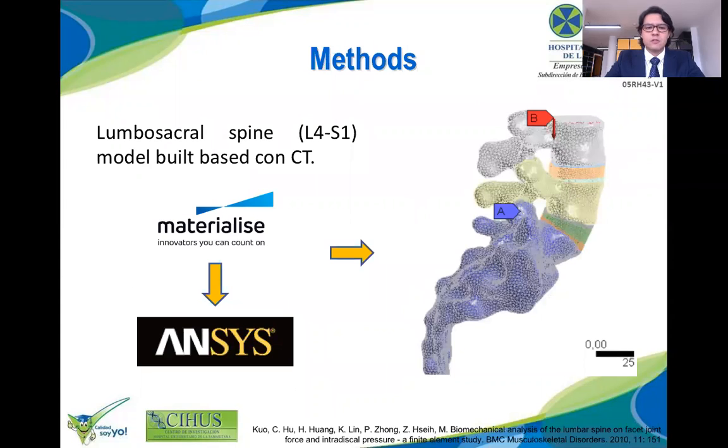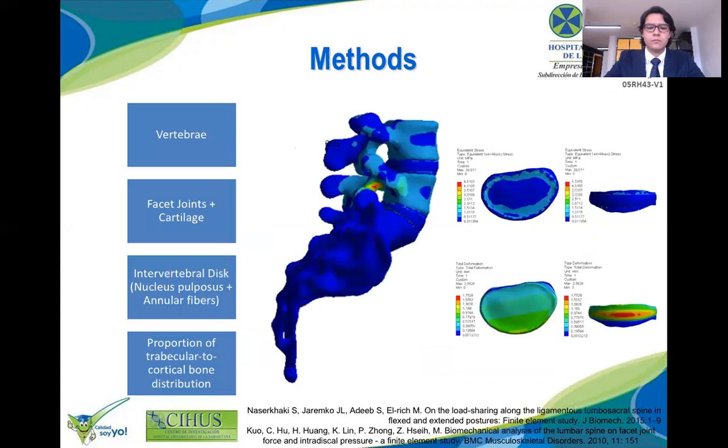A healthy lumbosacral spine model from L4 to S1 was built based on a computed tomography through an assisted design program and further analyzed by means of finite element analysis in ANSYS. The anatomic structures included in the model were the main components of the vertebrae, the facet joints with cartilage, and the intervertebral disc with differentiation of annular fibers and nucleus pulposus. This novel construct used the proportion of trabecular to cortical bone distribution in the vertebrae.